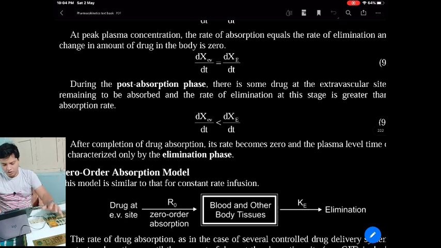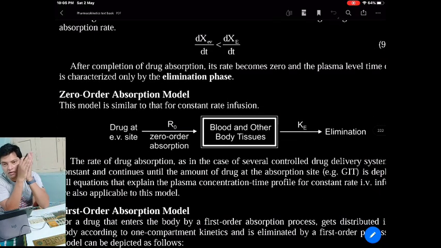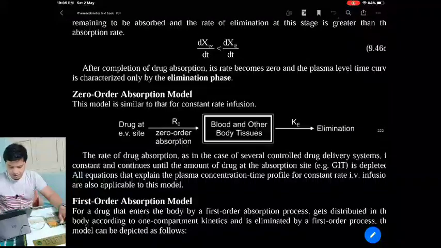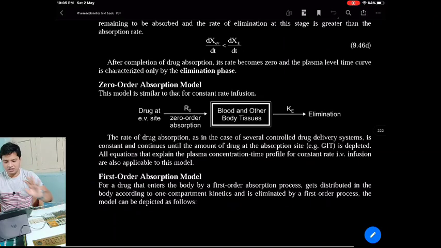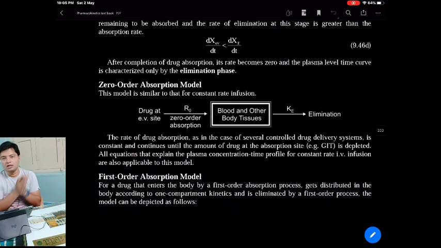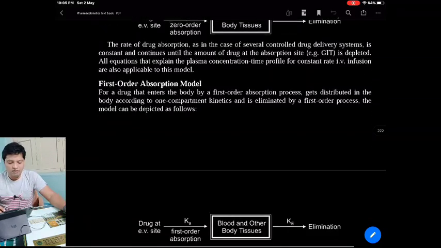Okay, regarding the zero order model, I told you, just refer back to whatever equations are there in the intravenous infusion, those equations are applicable here. Whatever equations we have, we derive Ke, we derive clearance, half-life, and volume of distribution. All those derivations and equations are applicable here in case of absorption through extravascular if it is following zero order kinetics.